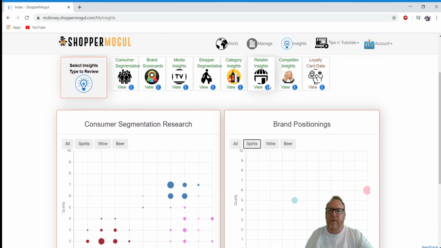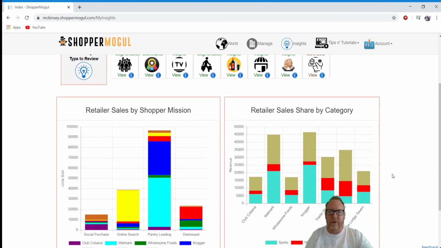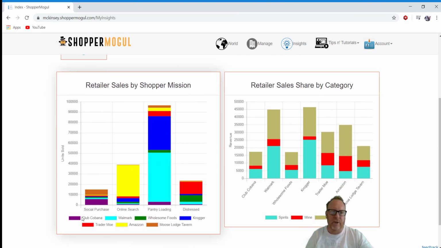You also need to be aware of things like the retailer insights. We were looking at the different shop missions. How much of our demand is coming from pantry loading versus social purchases. Well, not all of these shop missions happen everywhere. If we're playing with online search, clearly we have one retailer who massively over-indexes all others in terms of their relevance for that.